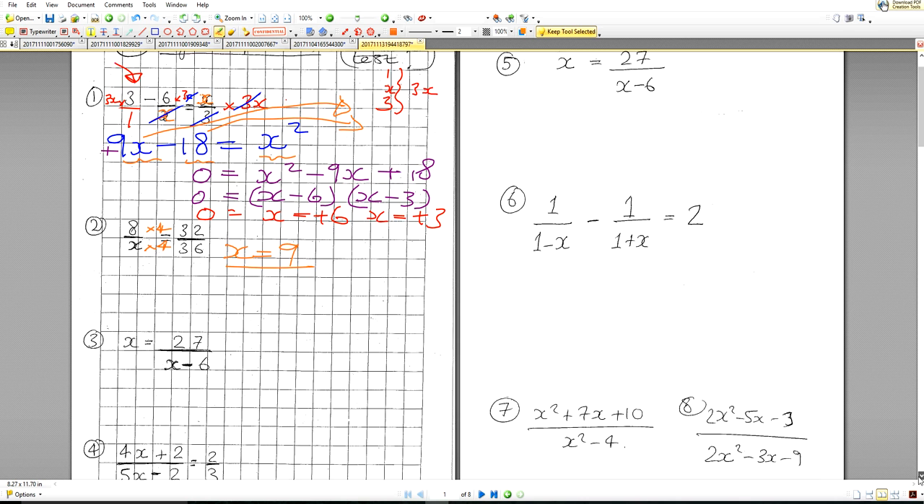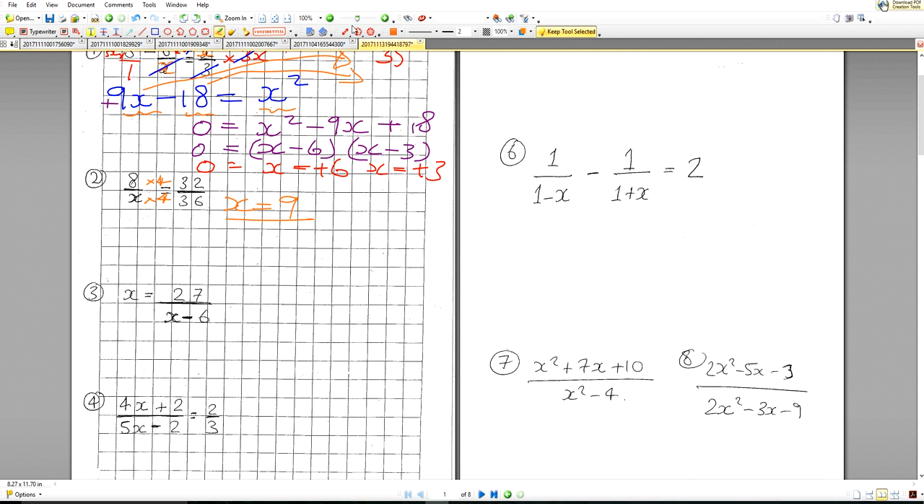Next question. Question number 3. What we have here, we have again a situation where x's are in two different positions. You have an x in the top position here on the left, and an x in the denominator position. Now we need to get the x's together. And so what we do now, we say opposite of dividing by x minus 6 is to times by x minus 6. So we now have x times by x minus 6 equals 27.